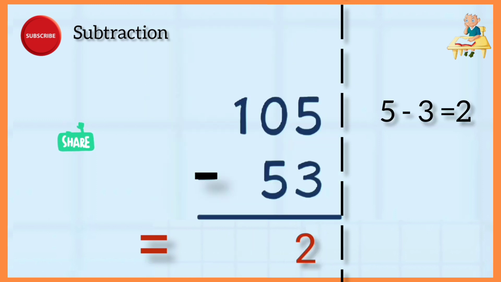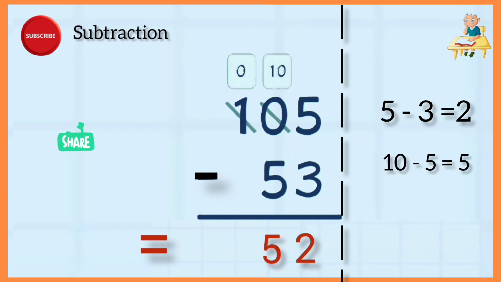105 minus 53. 5 minus 3 is equal to 2. 0 is less than 5. We get 1 from next digit. 0 becomes 10. 10 minus 5 is equal to 5, and 0 is equal to 0.